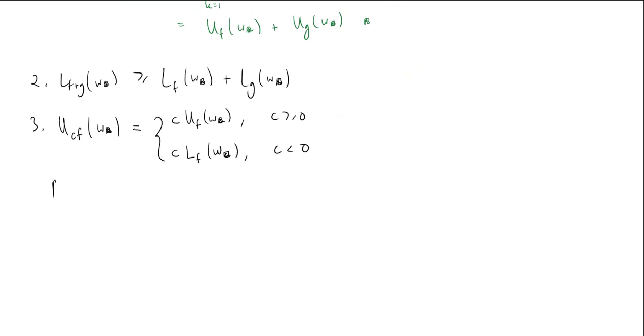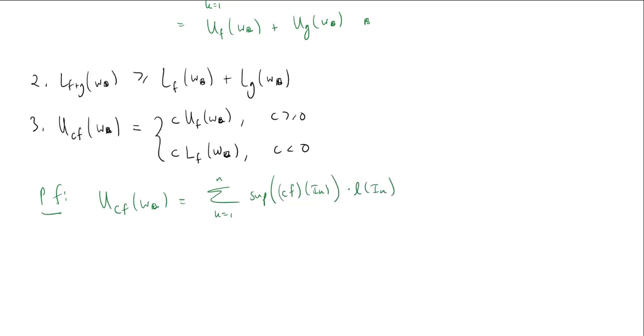Again, we're using the omnibus theorem, and I'm going to start from the definition. I write, this will be a sum, k goes from 1 to n, of the supremum of C times f evaluated on I_k, multiplied by the length of I_k. Now this C f evaluated on I_k is the same thing as C times f of I_k.